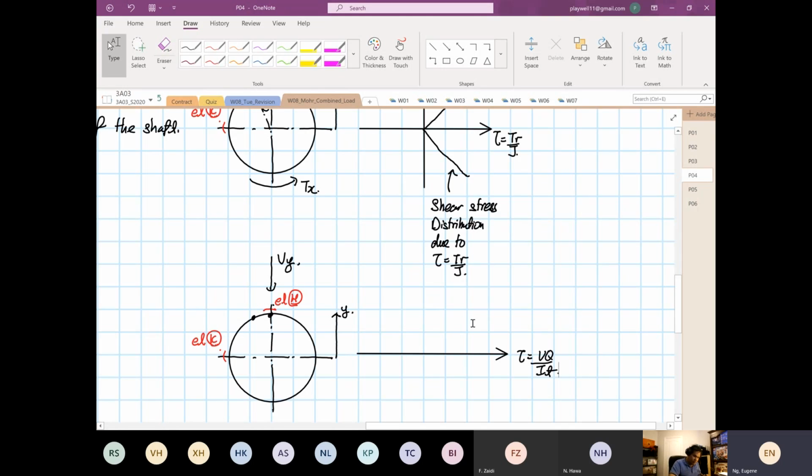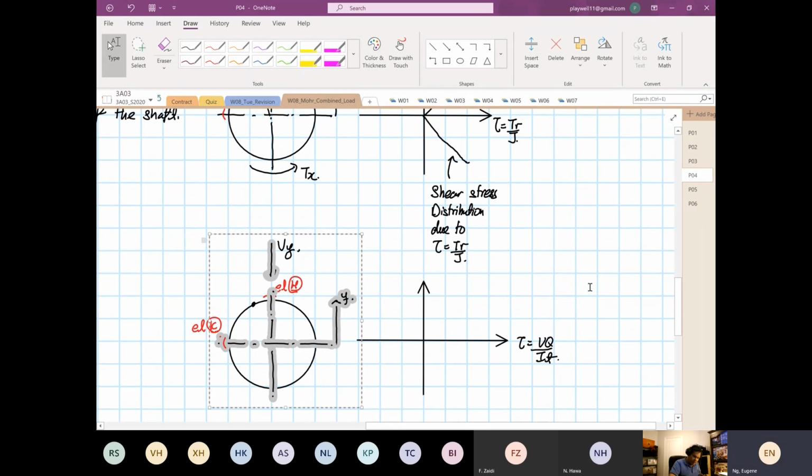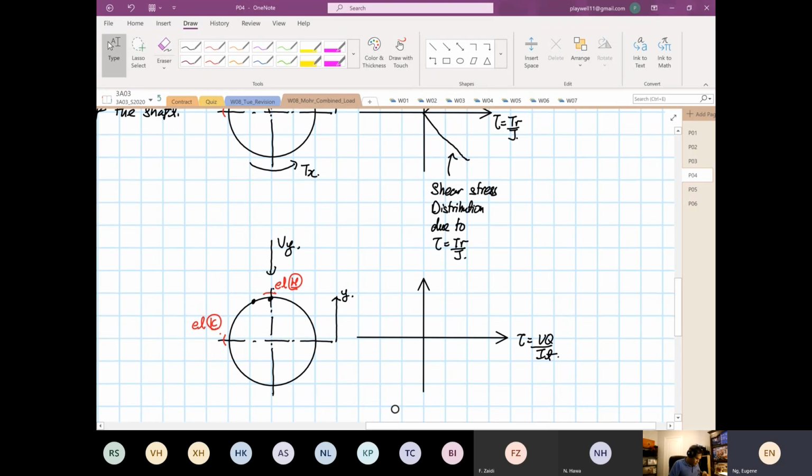So what will happen to this distribution? This is again the radius, no, I won't call it radius now. Now this is based on my y. Why do I call it based on my y? Because the first moment of area, Q, is equal to A y bar. So this distribution now is different. This distribution now goes like this.